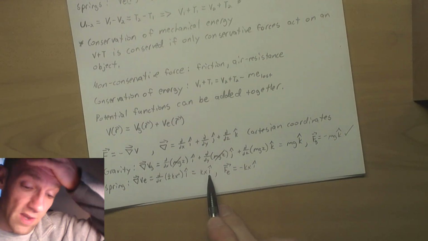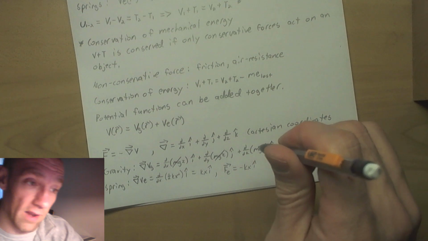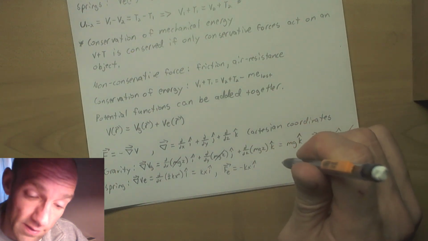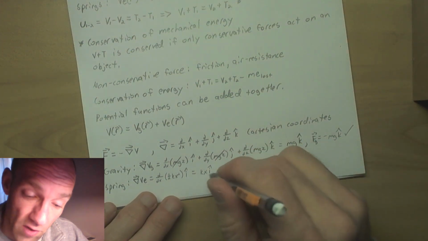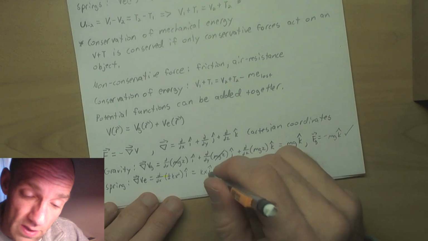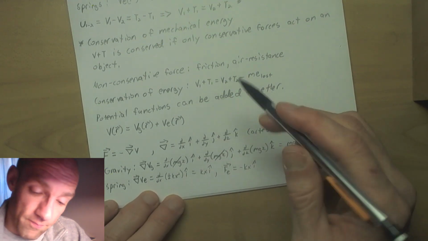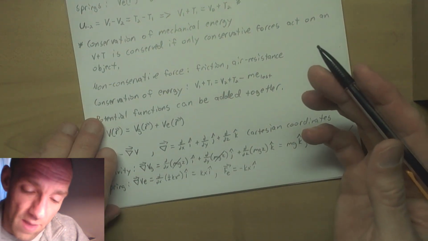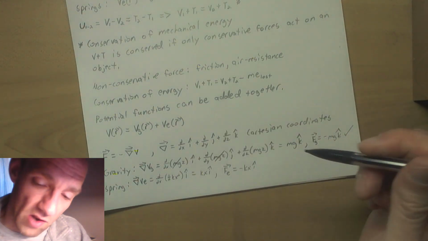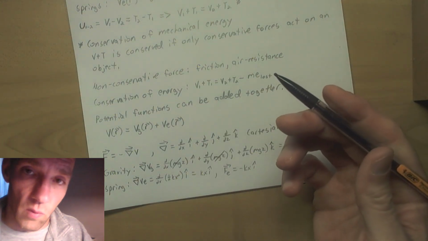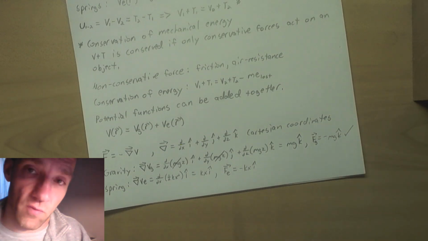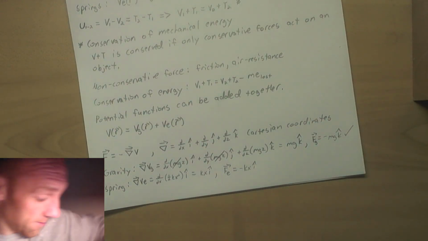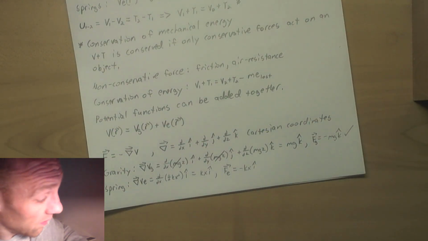Now it isn't always in the I direction, right? If the spring is hanging vertically, clearly it's not going to be in the I direction. You'll see this in the examples, okay? So sometimes these forces can change directions, depends on what orientation for your coordinate system you chose. All right.